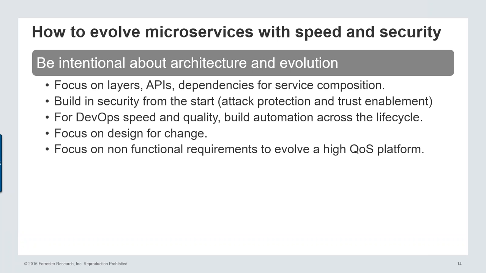So if you organize your solution architecture into layers of components, major business services that would be accessed via APIs, and maybe implementations inside those that might need lower latency and communicate via inter-container communication and the like. So be very intentional about your architecture and build in security from the start, and be thinking both about attack protection and enablement.